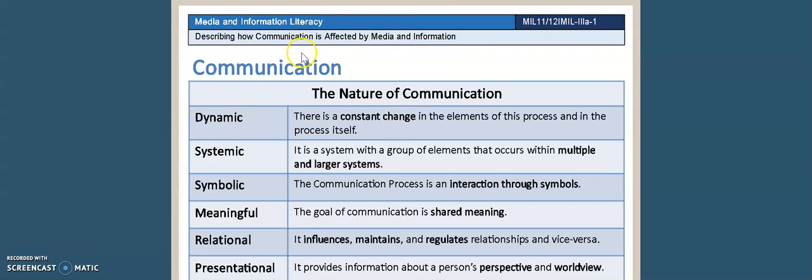To understand communication fully, we should understand the nature of its processes. These are some of the nature of the process of communication. Communication as a process and as a whole is dynamic, systemic, symbolic, meaningful, relational, and presentational.